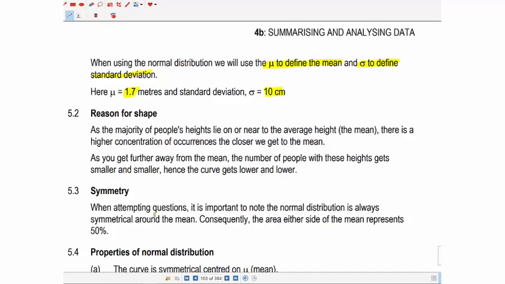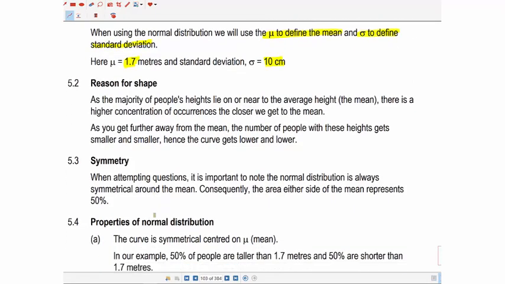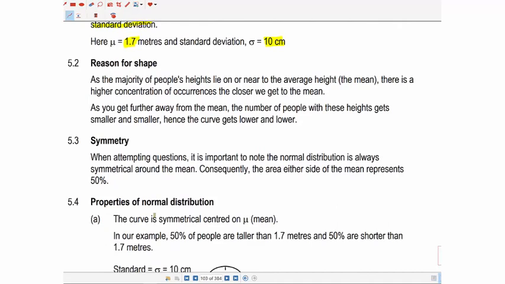And we're going to go on and explain what that standard deviation means in a bit more detail in a second. The reason that the shape of the curve is bell-shaped, again, we've covered this already, but just to remind you that the majority of people's heights in the UK will lie very close to the average height or the mean. So in other words, we say the majority of the UK population will be close to 1.7 metres. And we've seen that in the graph, that there is a higher concentration of occurrences as we get closer to the mean. As we get further away from the mean, the number of people with heights gets much lower, and therefore the curve starts to balance off.